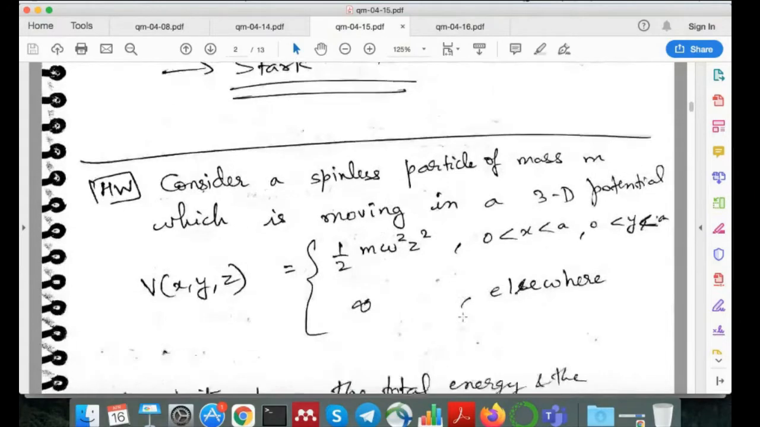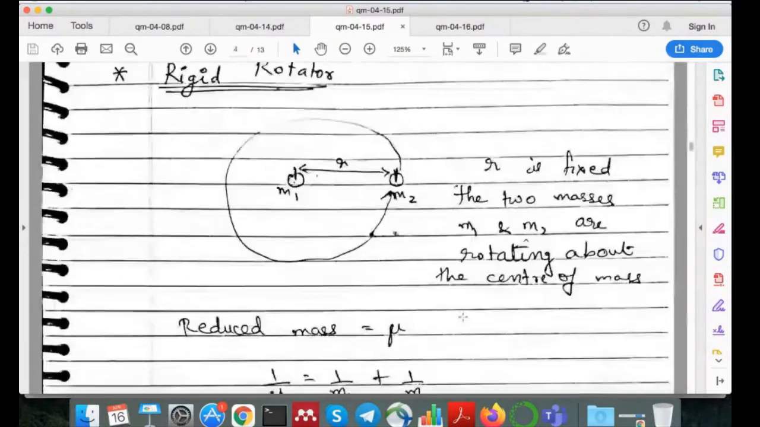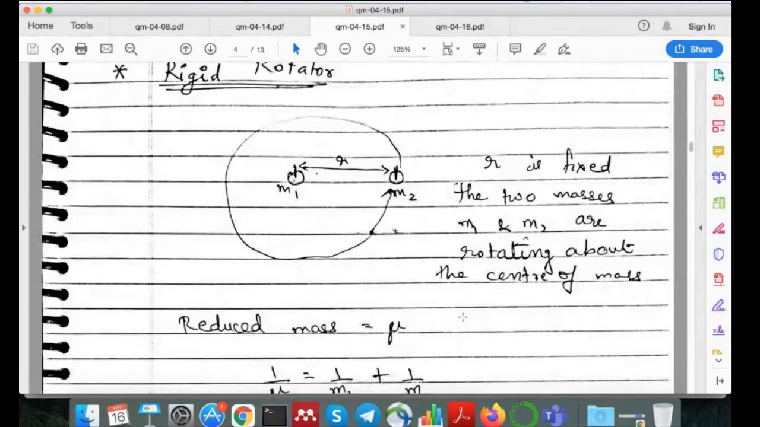Okay. And then I think we talked about the rigid rotor. In the rigid rotor, we saw that it's a two body problem sort of. There are two masses connected to each other, and the distance between the two masses is fixed, which is r. So essentially, this rigid rotor is a model for the diatomic molecule, and the idea is how do these molecules rotate?